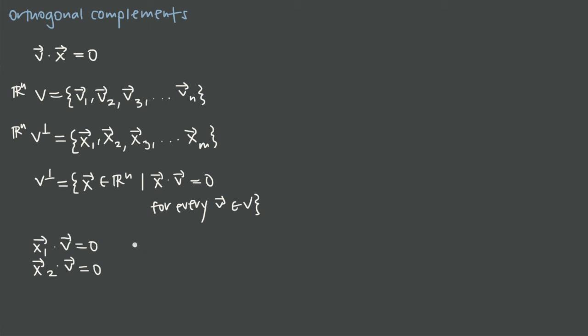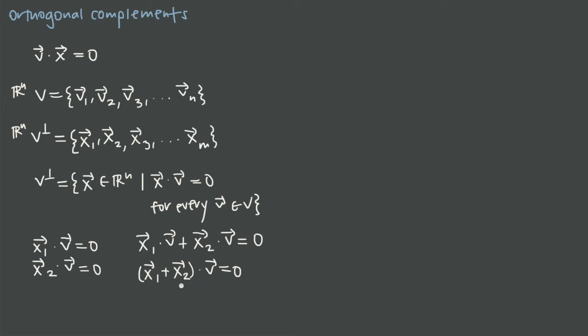If we then add these two equations together, we get x1 dotted with v plus x2 dotted with v is equal to 0 plus 0, or just 0. We know from properties of dot products that the dot product is distributive, so we can rewrite this left-hand side as x1 plus x2 dotted with v is equal to 0. And this right here is what shows us that v_perp is closed under addition, because we said that x1 and x2 are in v_perp.